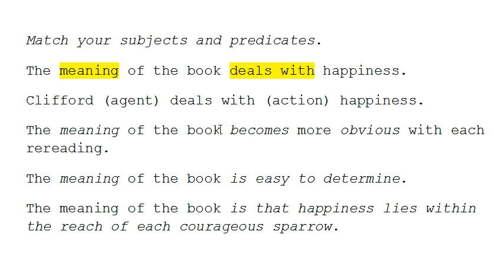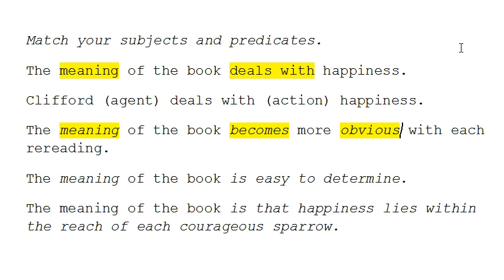If we wanted to keep the idea of talking about the meaning of the book, well, then we'd have to change the verb. Instead of using a very concrete verb such as deals with, we'd have to use more of an abstract verb such as becomes. The meaning of the book becomes more obvious with each rereading. Now we are talking about the meaning of the book, and we are using an adjective to express something about the meaning of the book.